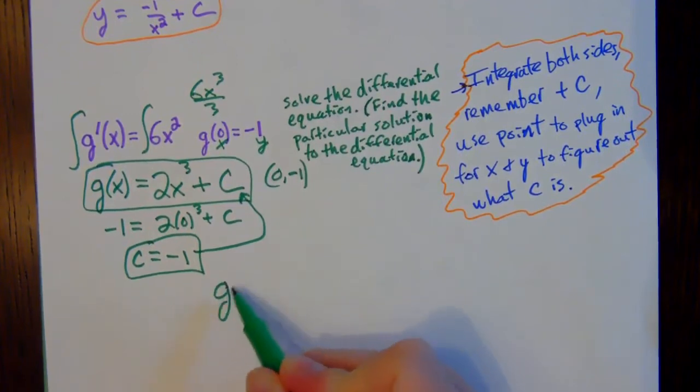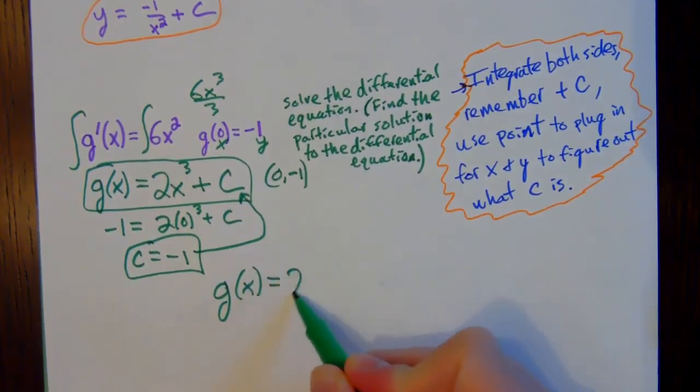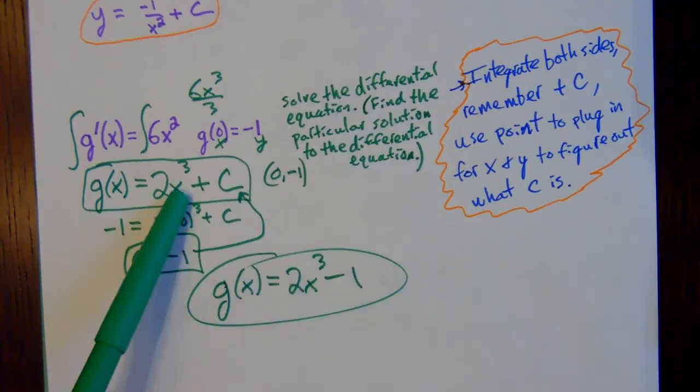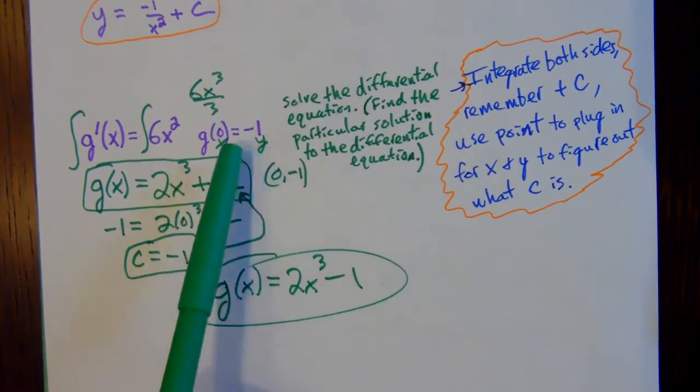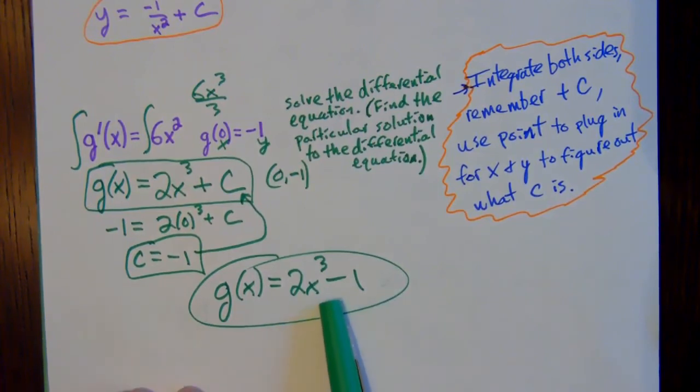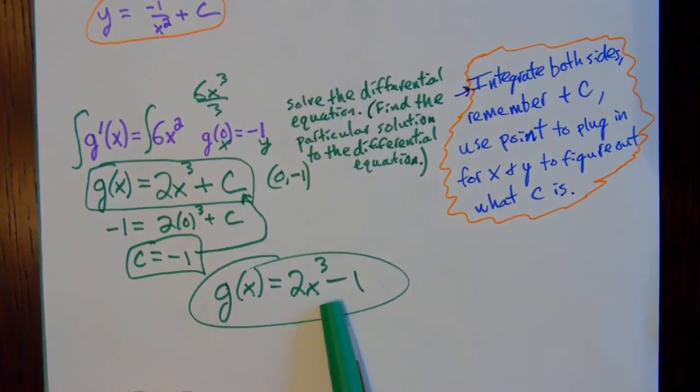And here is our final answer. We're going to get g of x equals 2x cubed minus 1. So this is called the general solution with that plus c in it. But when they give you a point and you plug in that point to figure out what that specific c value is, that's called the constant of integration. Boom, right here, this final answer, this is your particular solution to that differential equation.